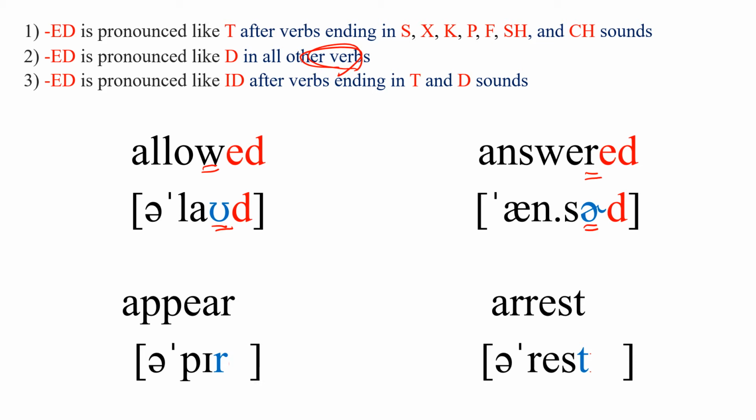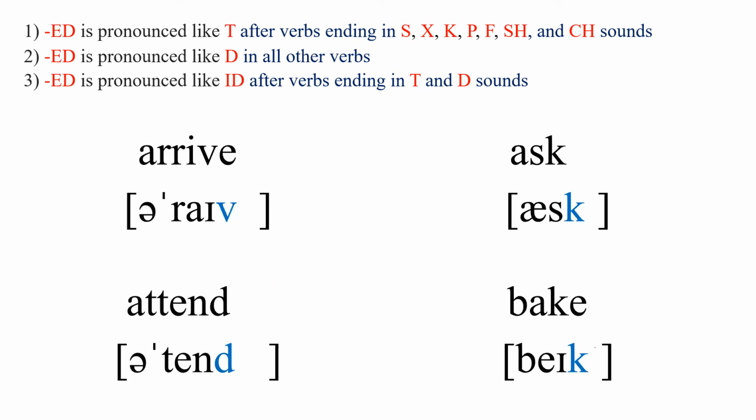Next one, appear. Consonant. We put ED, and then this is an R sound, voiced. So we read this, appeared. Next one, arrest. This is a consonant, so we put ED, and this is a T ending, one of these two. So arrested.